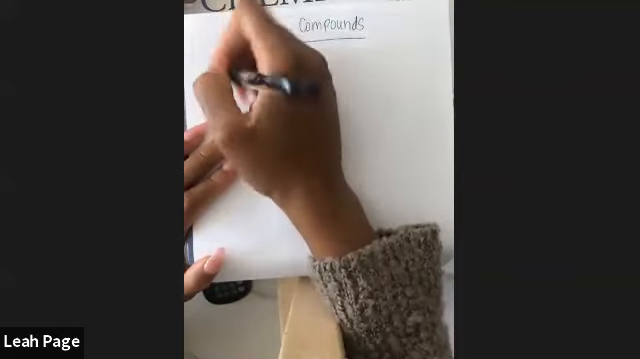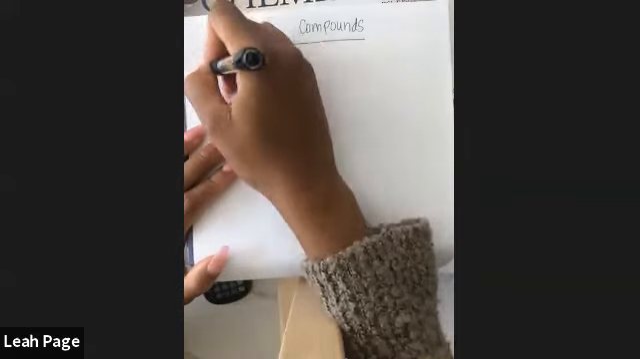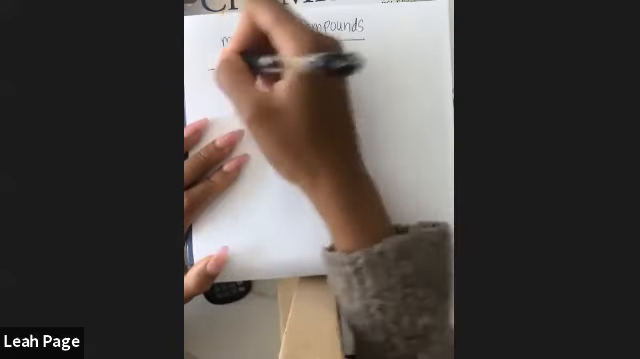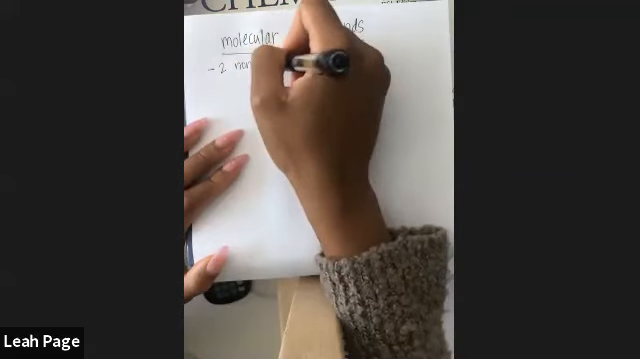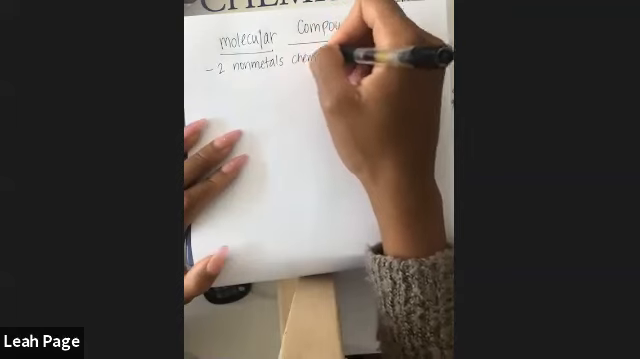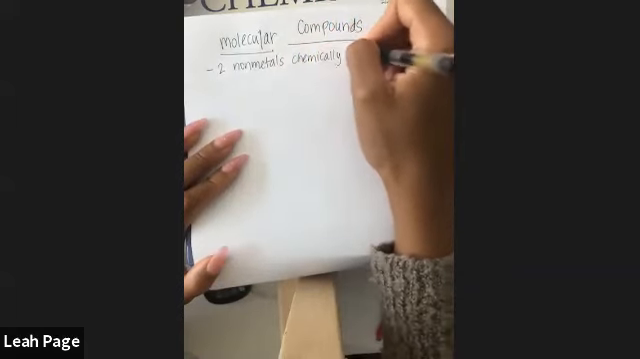All right. So molecular compounds, unlike ionic compounds, remember ionic compounds are ions, so it's going to be a positive and a negative charge, or it's going to be a metal and a non-metal. Molecular compounds are two nonmetals, chemically combined.